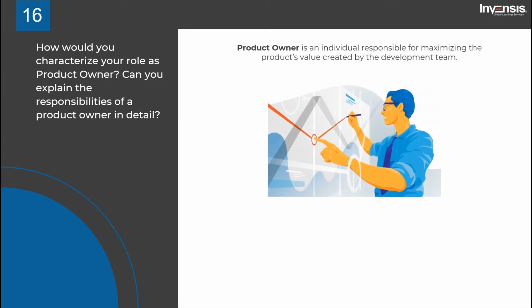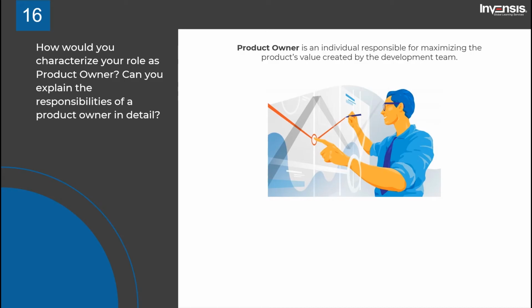A product owner is a leadership role, yielding no authority in a traditional management sense. A product owner is an individual responsible for maximizing the product's value created by the development team. He or she transforms the high-level product vision developed by the product managers into detailed user stories or requirements.